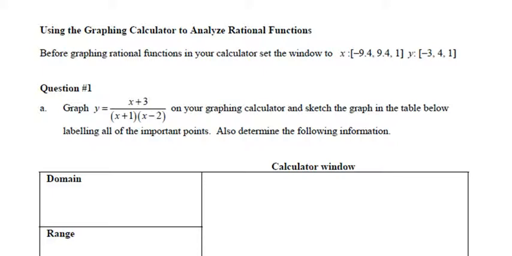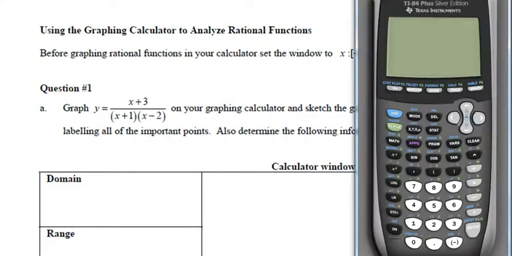Use the graphing calculator to analyze rational functions. Before graphing rational functions in your calculator, set the window to negative 9.4 to 9.4 by 1s, and negative 3 to 4 by 1s. Okay, what were we setting it to? Negative 9.4 to 9.4 by 1s. And the other one, negative 3 to 4, also by 1s?